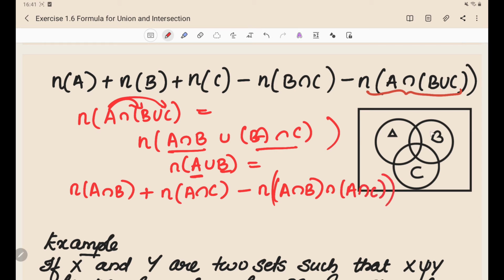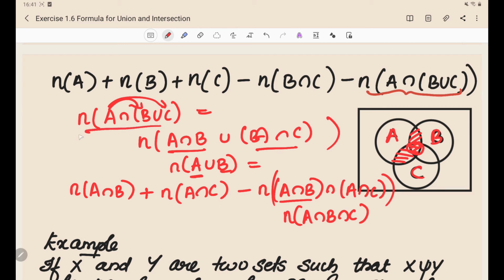Right. So this is B, this is A and this is C. What is n of A intersection B? This side, right? Please look at the Venn diagram. Again, n of A intersection C is what? This side. So what is the common side in this one? This is the side. That is n of A intersection B intersection C.